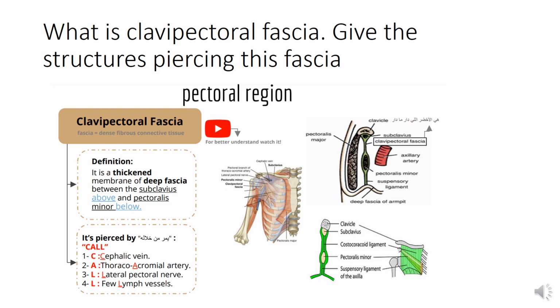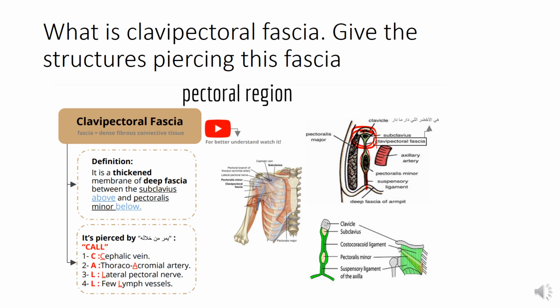Question from this region: what is clavipectoral fascia? Give the structures piercing this fascia, or they can ask about the attachments also. So clavipectoral fascia is a dense fascia, a thickened membrane of deep fascia between the subclavius above and the pectoralis minor below, as you can see here. So it covers the pectoralis minor also, and then it is attached in the armpit to the axillary fascia.